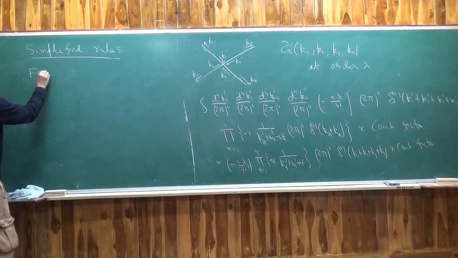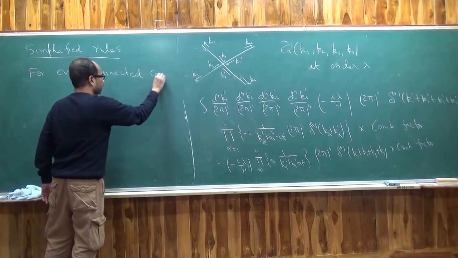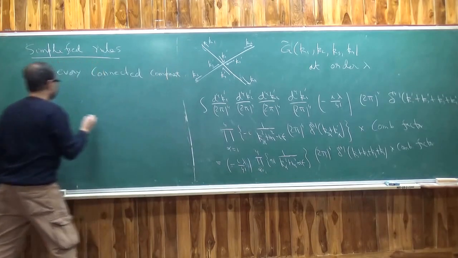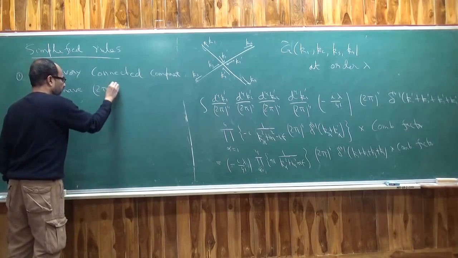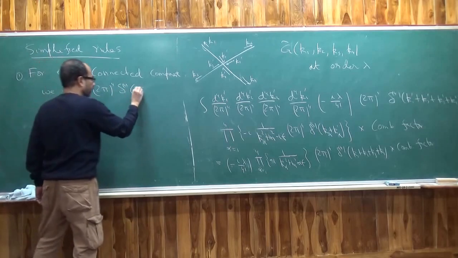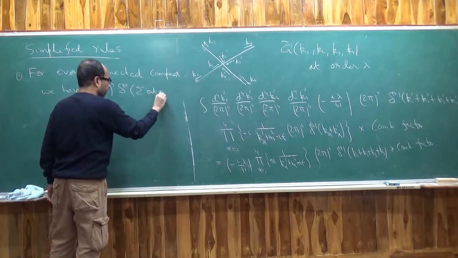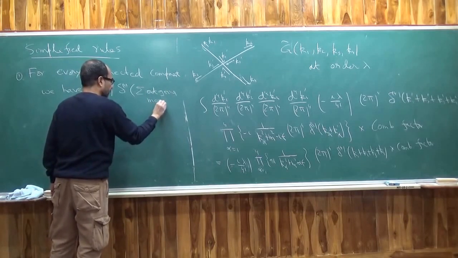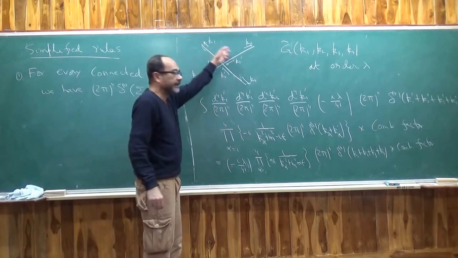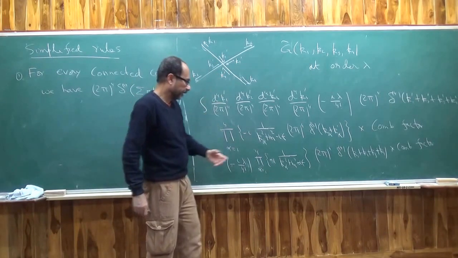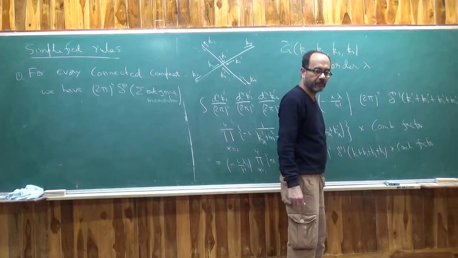So, first, for every connected component, we have (2π)^4 delta^4 of the sum over incoming momentum or outgoing momentum, it doesn't matter. Okay, here in this diagram, this whole thing is connected, right? So that's what would be responsible for this one. Okay, (2π)^4 delta^4 of k1 plus k2 plus k3 plus k4.